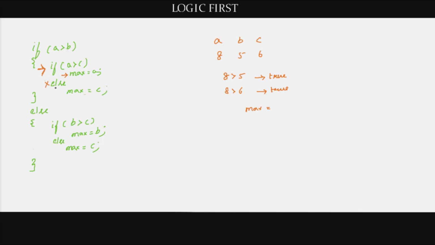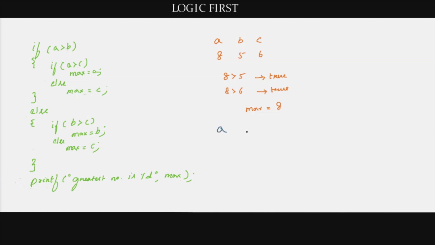We know that else will be checked only if this condition fails, but here the condition is true, so this else will not be checked at all. Similarly, this if was also true, so this else will also be ignored. And the execution comes directly here. Here we have the printf statement, so max will be printed as 8 in the output.